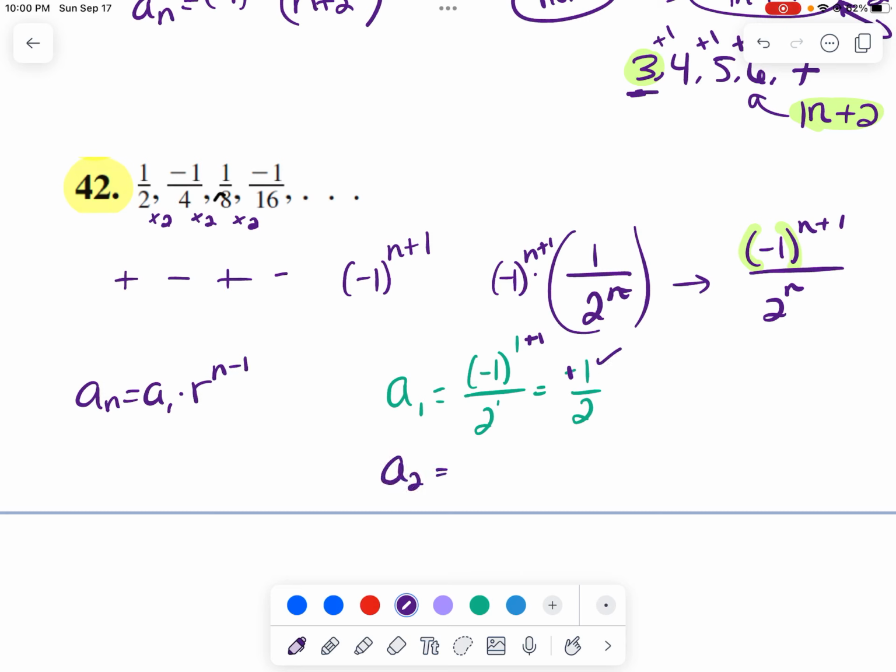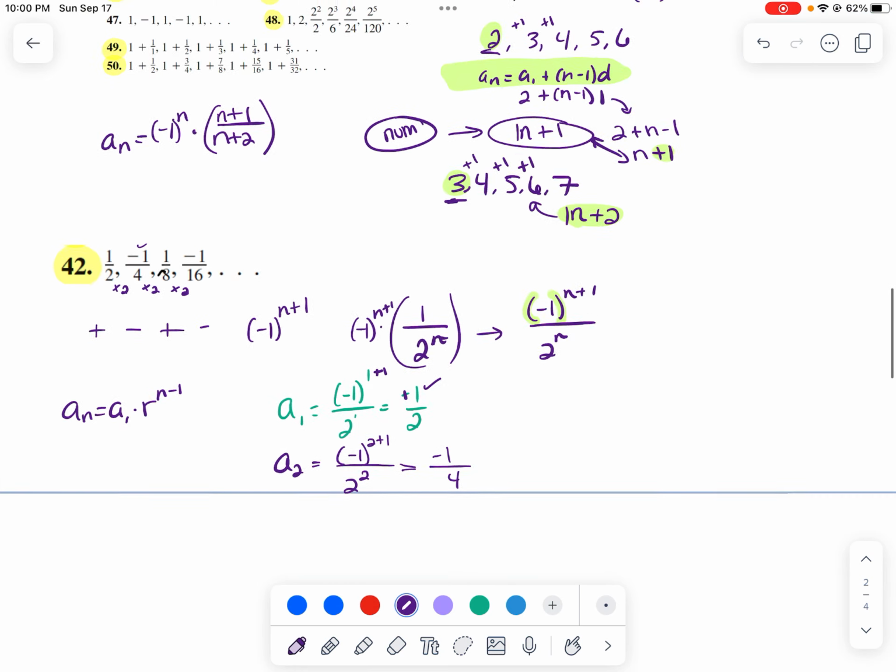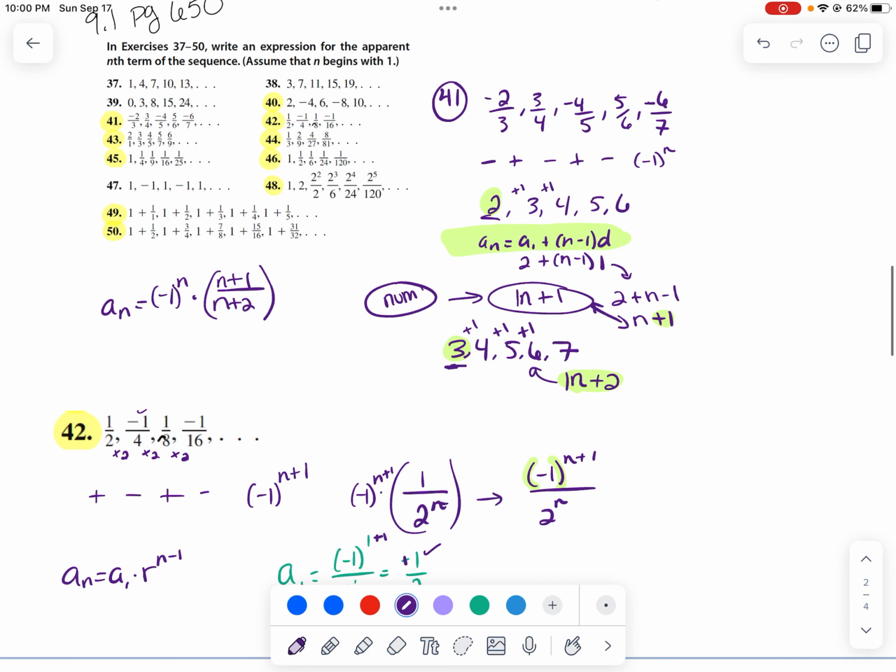A sub 2 should be -1 to the 2 plus 1 over 2 squared. So that's -1 over 4, -1/4, which is what I wanted, right? So check a couple values and make sure that your pattern works for all of them, because often you might find something that works for only the first one, but it fails for the others. So let's do maybe, let's look at 48, maybe?